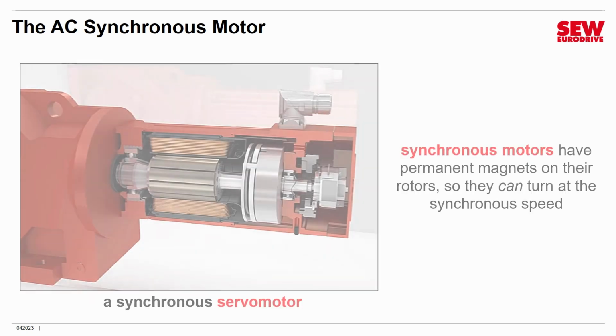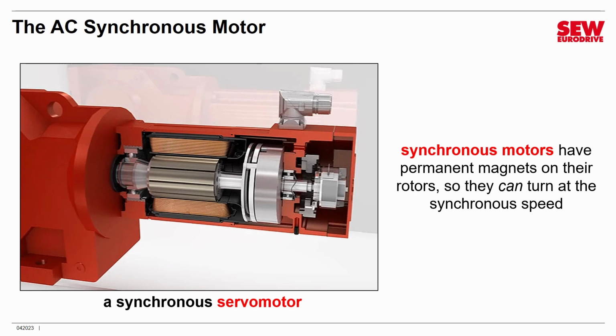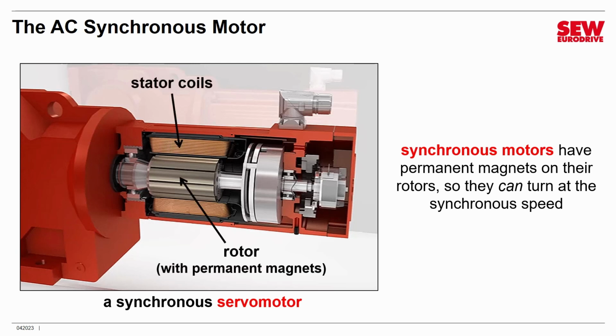There is another kind of AC motor that you often see in industry as well, and it is called the AC synchronous motor. A good example of this is a servo motor. SEW-EURODRIVE sells a whole line of servo motors, actually several lines of servo motors, and they're a little different. They have a normal set of stator coils, but they also have a rotor that does not contain a squirrel cage. Instead, it has permanent magnets bonded onto the shaft.